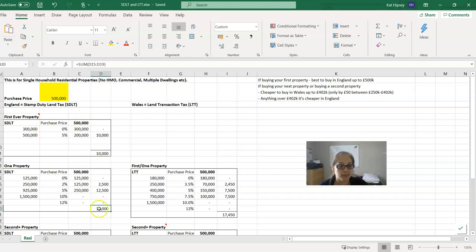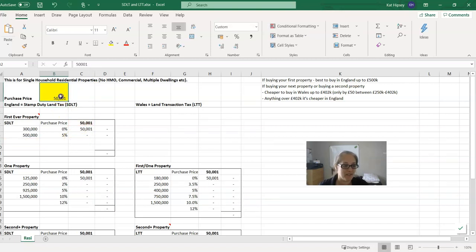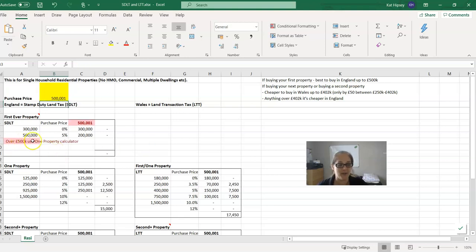It just proves that if you did go over that by just £1, this is no longer valid. Oh, whoops, sorry, a little bit more than £1 over. Sorry, doing it live. I've put in an error, so you don't use that calculator, but it would cost you £15,000 instead of £10,000. That's really worth being aware of.